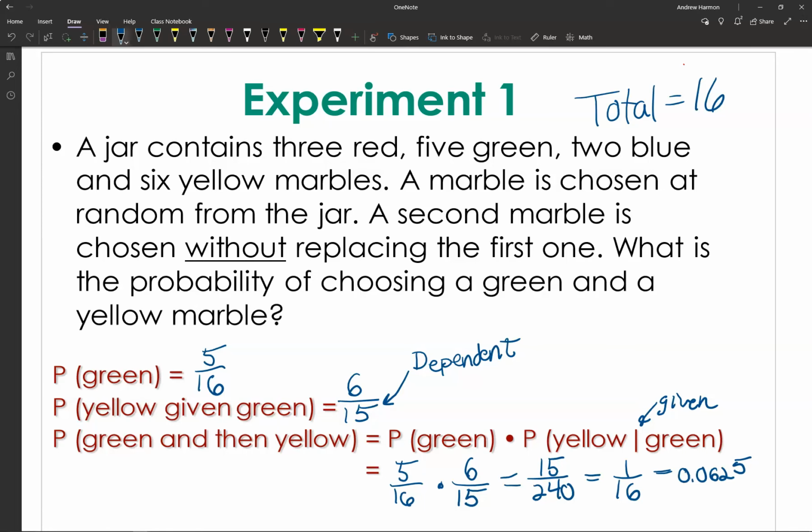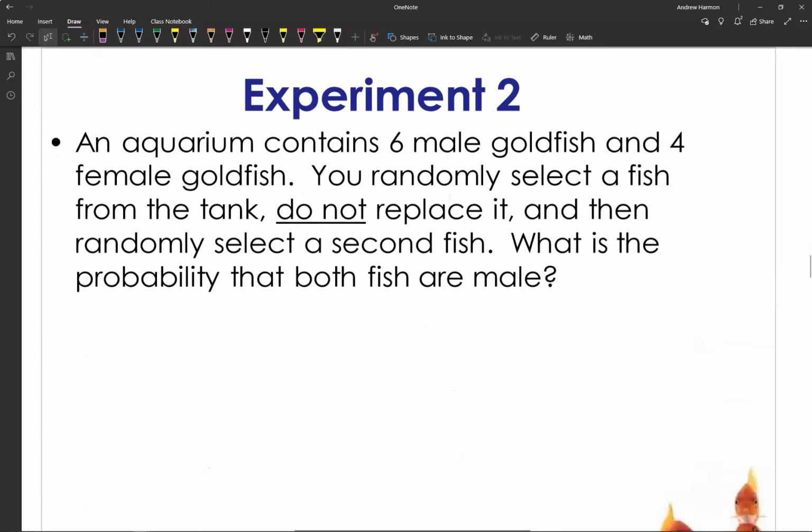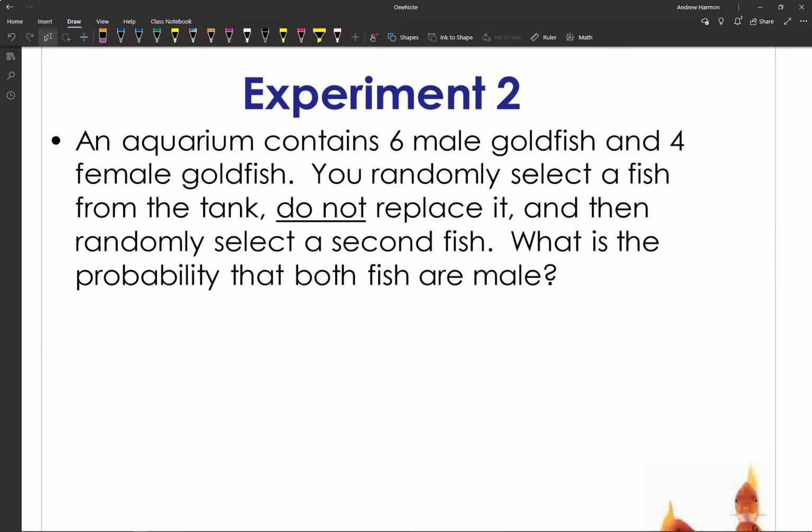Let's look at a second example. Experiment 2. An aquarium contains 6 male goldfish and 4 female goldfish. You randomly select a fish from the tank. Do not replace it. I don't know what you're doing with that goldfish, but you didn't put it back. And then randomly select a second fish. What is the probability that both fish are male?